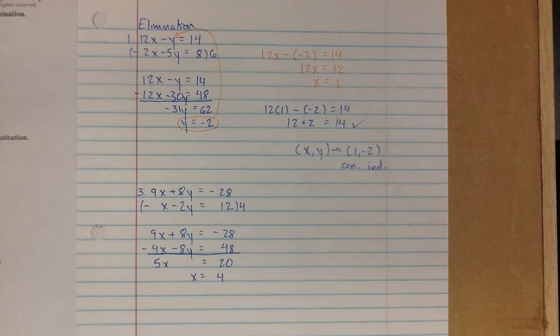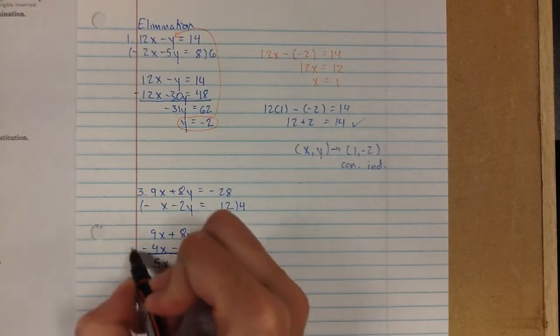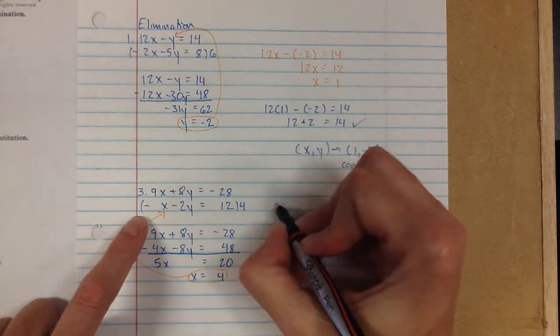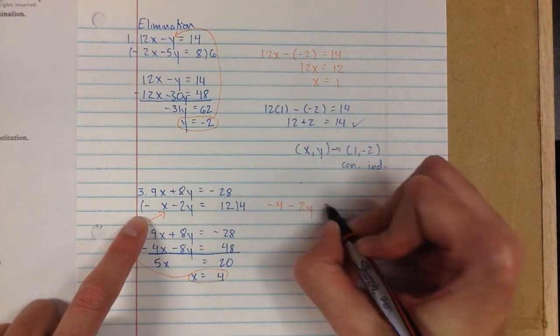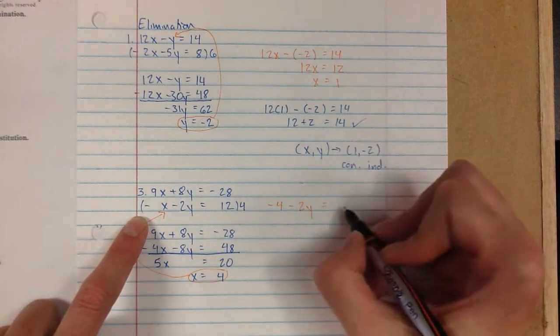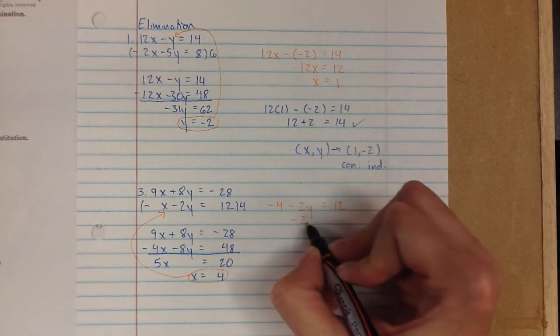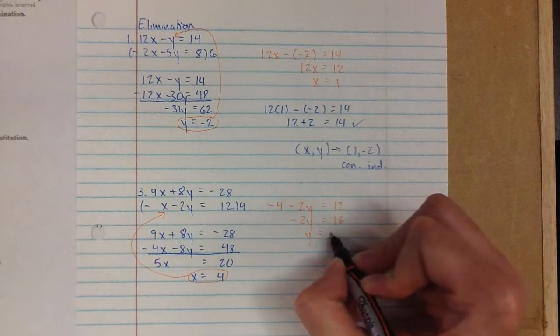Plug it back in. Which one do you want to plug it into? Bottom. Okay. So this value is going in for that x. So I have negative 4 minus 2y equals 12. Negative 2y equals 16. Y equals negative 8.